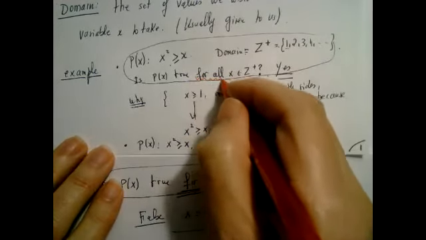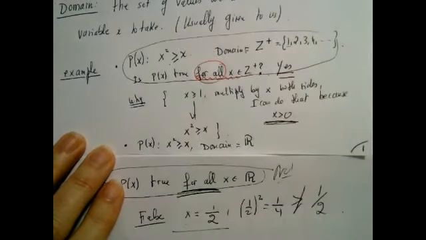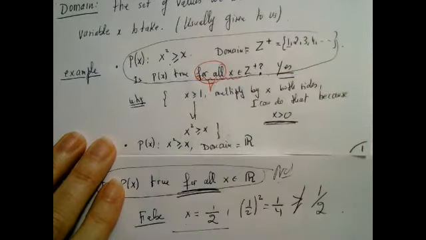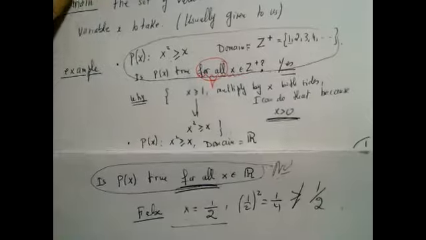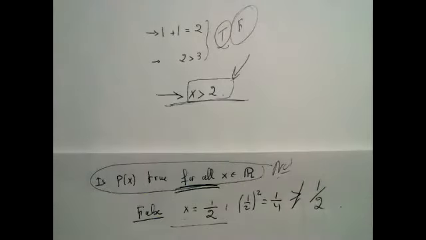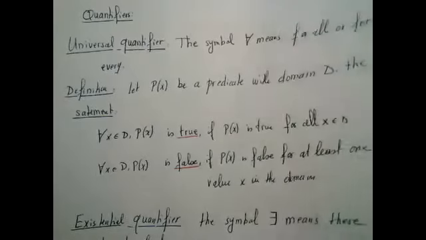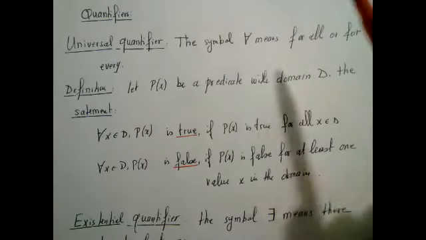For all x in Z, for all x, instead of always writing "for all," there is a symbol for that, and it's the A in reverse. And now we're going to introduce those symbols right now. So, quantifiers. There are two kinds of quantifiers, and we're going to introduce them.